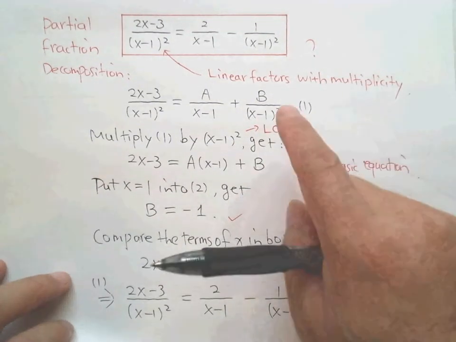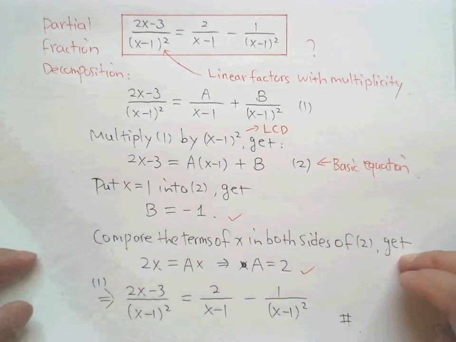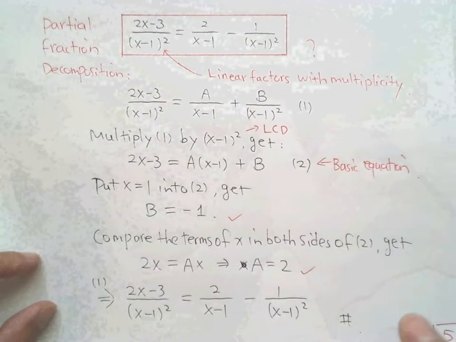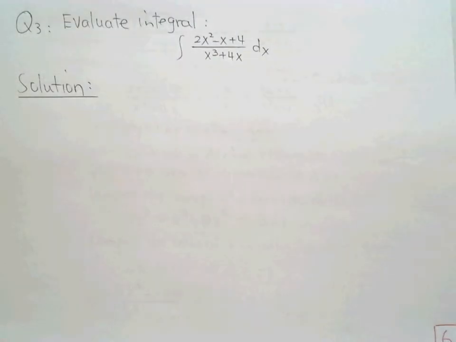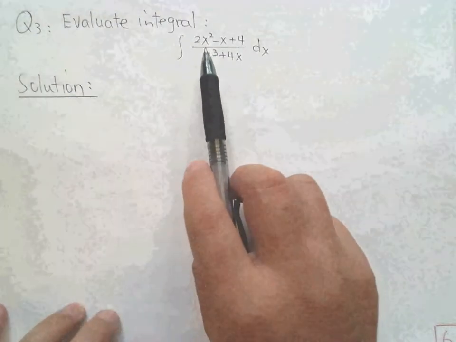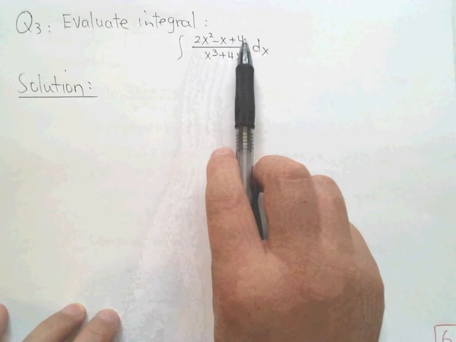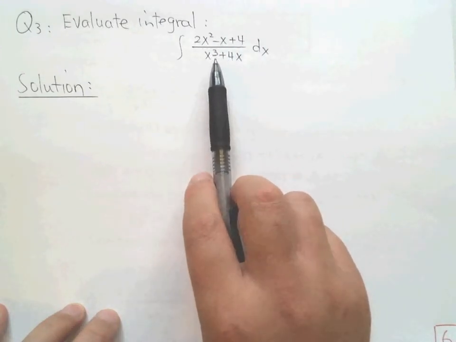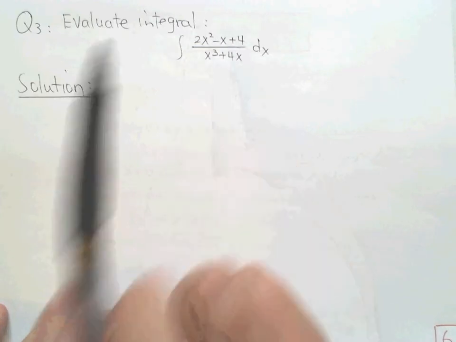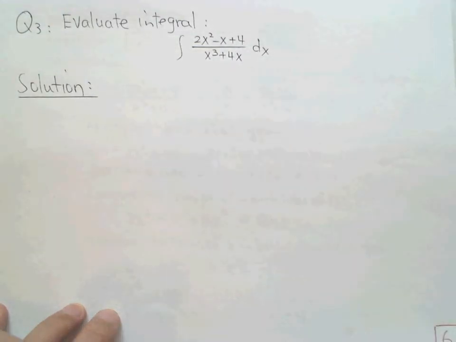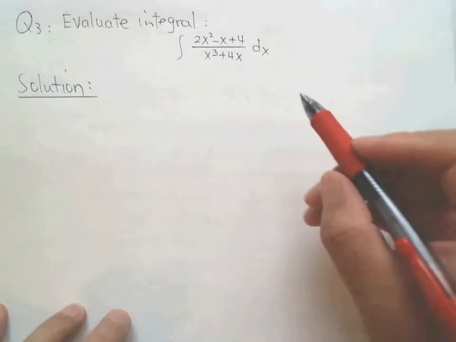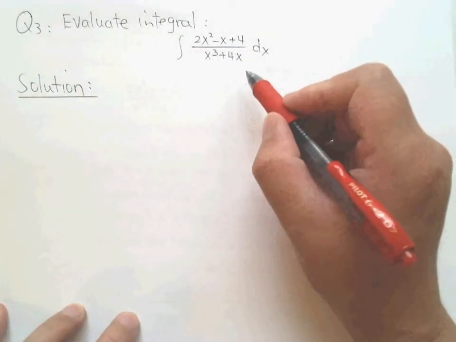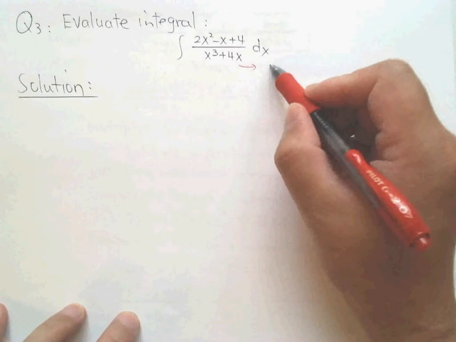Now for any linear factor you should remember this method. But we do have another case, which is not a linear factor. Can we look at the last example, this integral? It's a polynomial over polynomial, a proper fraction, because the degree on the bottom is greater than the degree on the top. Now I can directly decompose it the same way. I'll show you the partial fraction here first.